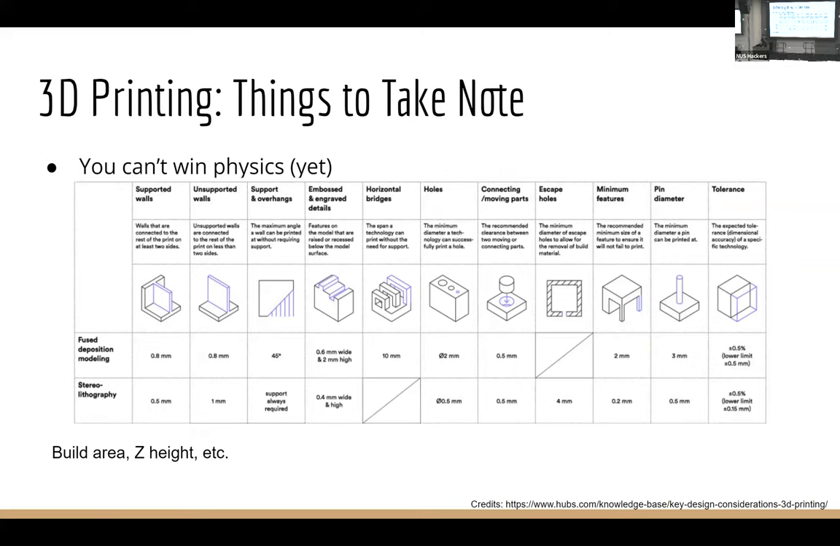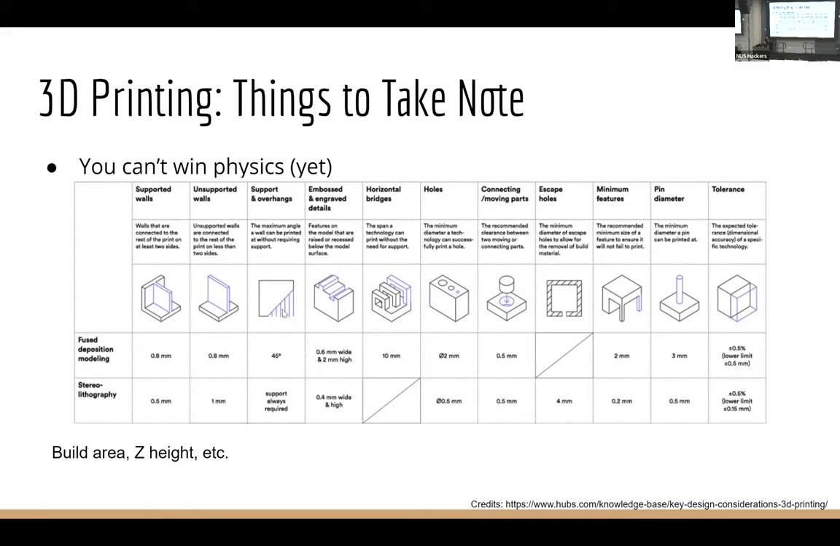And yeah, after introducing those two 3D printing techniques, I have some things to take note of, because after all, we are living in a physical world. We are not living in a fantasy 2D anime world. We can't overcome some of the physics limitations. Some of these you can see on the screen, there are quite a number of limitations, especially things like support and overhang.